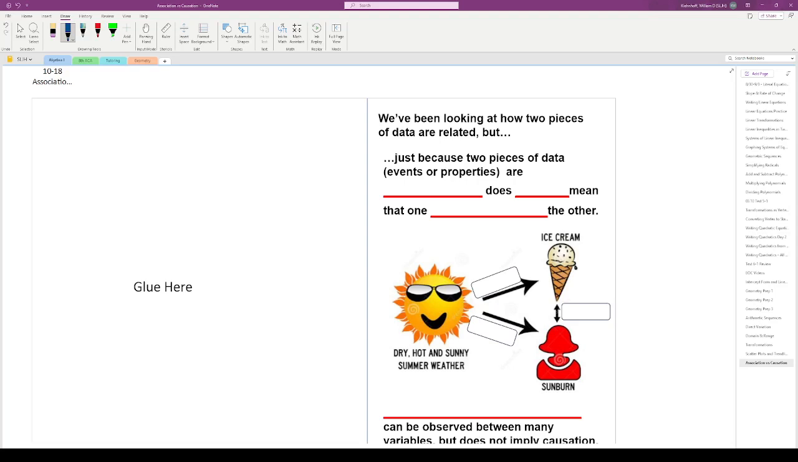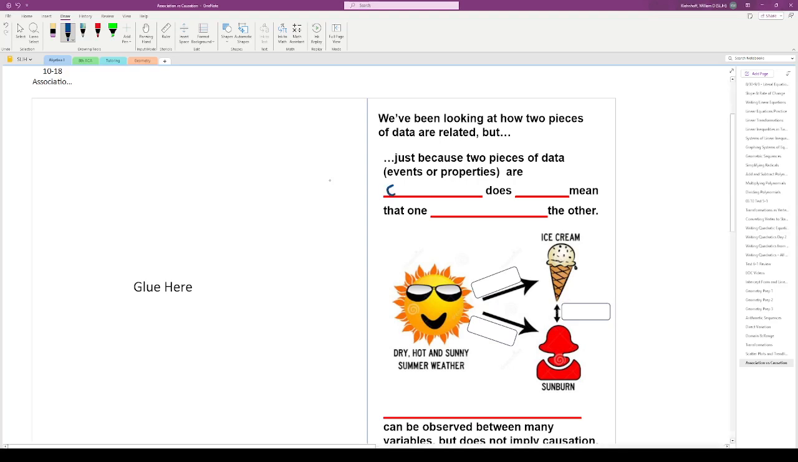that one causes the other. You can see this in social media and news all the time where they'll show data that something and something else are related, and they imply that one is causing the other without having the actual data to back that up. So here we're talking about filling in our notes. We've been looking at two pieces of data.